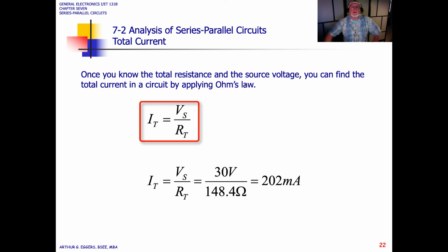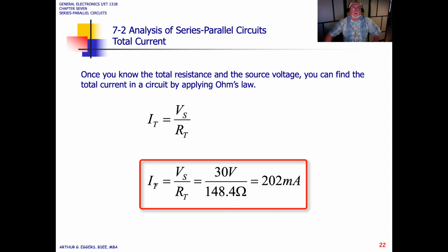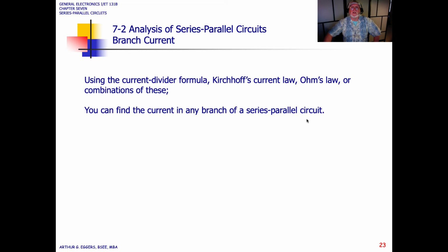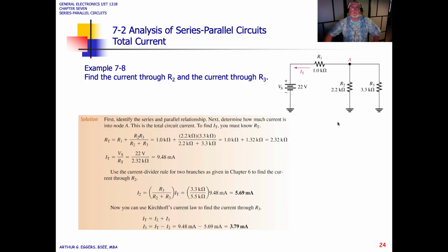Once you know the total resistance and the source voltage, you can find the total current in a circuit by applying Ohm's law. So we're just going to use these totals and source values. If I had a source value of 30 volts and a total resistance of 148.4 ohms, I would have a total current of 202 milliamps. By using the current divider formula, Kirchhoff's law, Ohm's law, or a combination of the three, I can find the current in any branch of a series-parallel circuit.